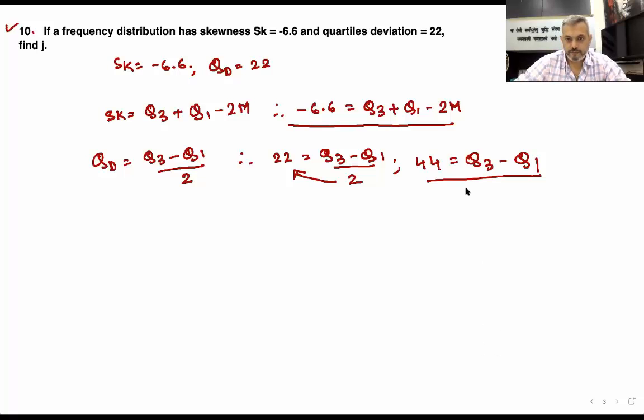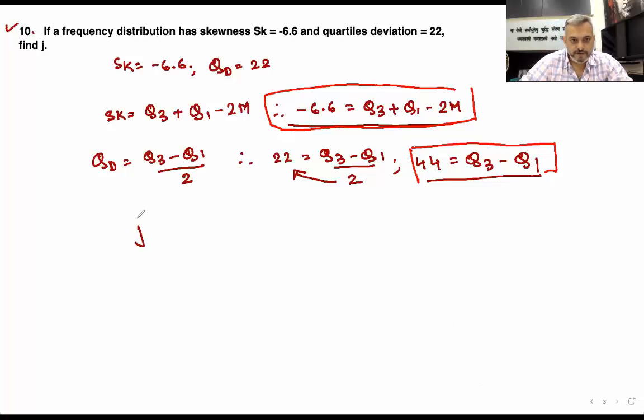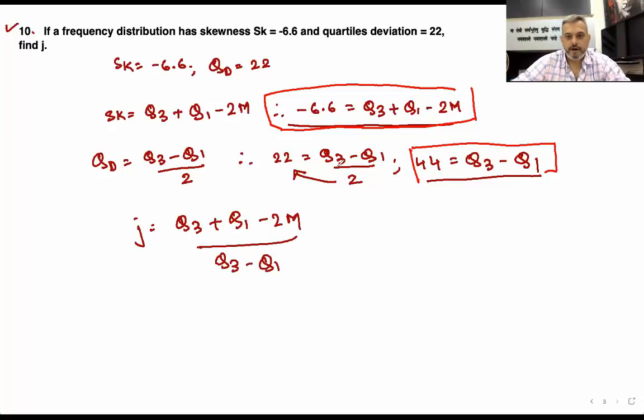So this is important. Now we write the formula for skewness. J is equal to Q3 plus Q1 minus 2M upon Q3 minus Q1. Now we already have Q3 plus Q1 minus 2M as minus 6.6 and Q3 minus Q1 we already have as 44. So we find minus 0.15, and this is how you have to do this sum, extremely important for exam.